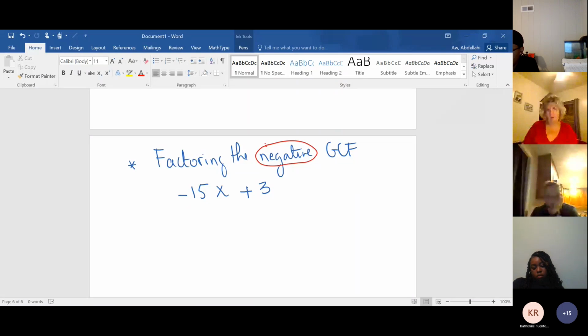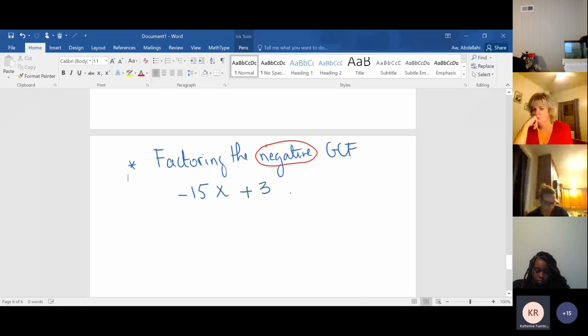You see, I am asked to do that, right? If you just tell me factor, it's not obligatory to factor by -3. I factor by the regular GCF, which is 3. But if you tell me in the test, factor the negative GCF, please follow that direction, if you don't want to lose the points. The negative GCF is -3. So instead of 3, I'm going to factor -3.